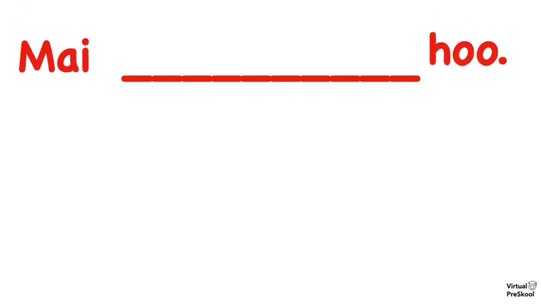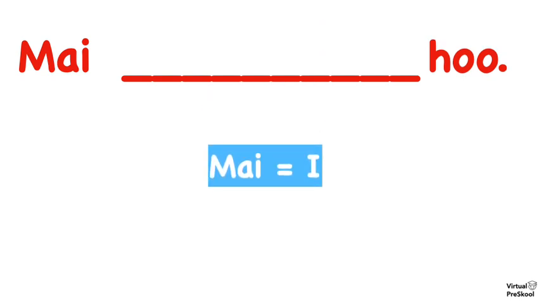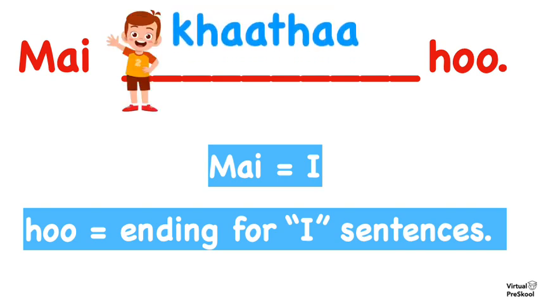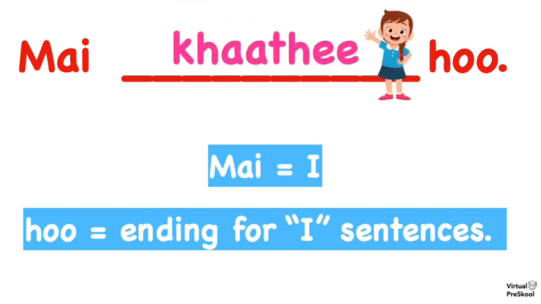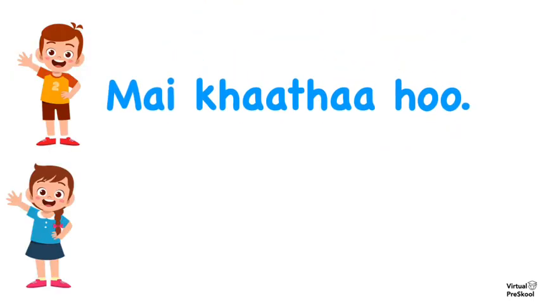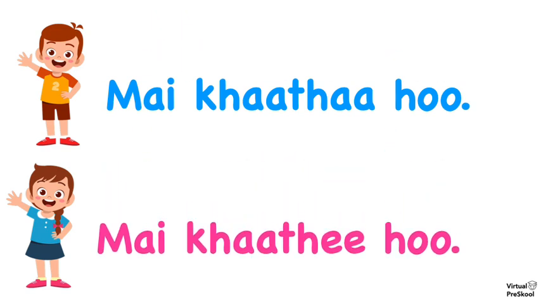We have to add two words, मैं and हूँ. मैं means I, and हूँ is the ending we use for all I sentences. So whenever you have an I sentence, we say हूँ at the end. And the blank line in the middle is where you put your conjugated verb. Khata for a boy or khati for a girl. So the two sentences you could end up with are मैं खाता हूँ or मैं खाती हूँ. Both of them mean I eat, but one is for a boy and one is for a girl.